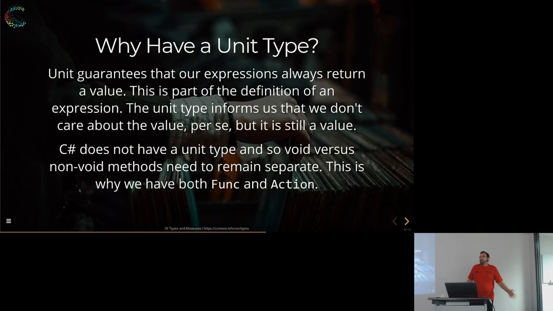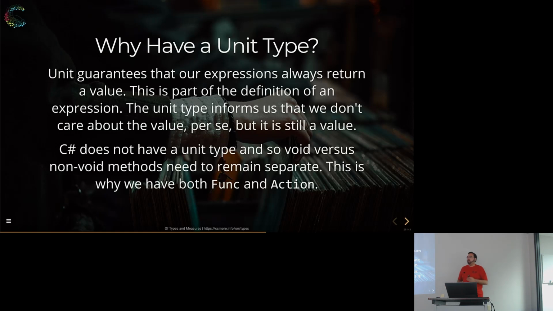We're not going to care what it is. C# does not have a unit type. In fact, I think this is the second biggest mistake in C#. Biggest mistake is null. Second biggest mistake, there is no unit type. Therefore, void and non-void are totally different. Void has no operators. You cannot operate on void. It is entirely different from non-void. Non-void, you can operate on non-void things. With void, you can't operate at all.